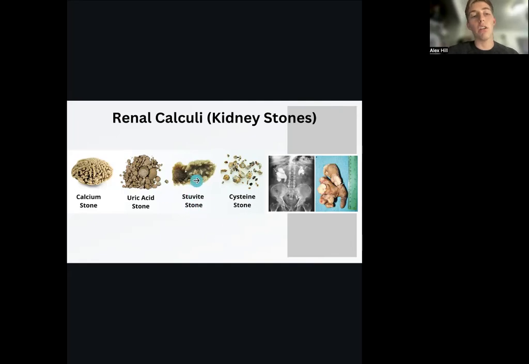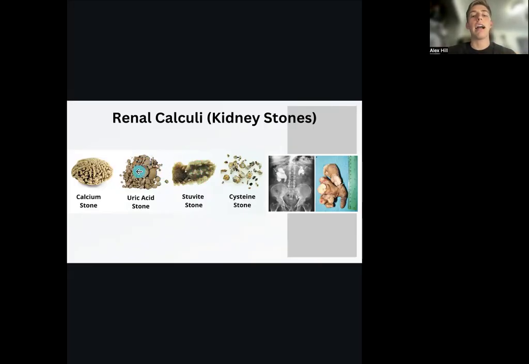And then struvite stones are due to infections, UTIs, and form in an alkaline environment, because the bacteria are breaking down urea with urease, and so that causes it to be more alkaline. And these can become staghorn stones. And then I guess we kind of skipped.